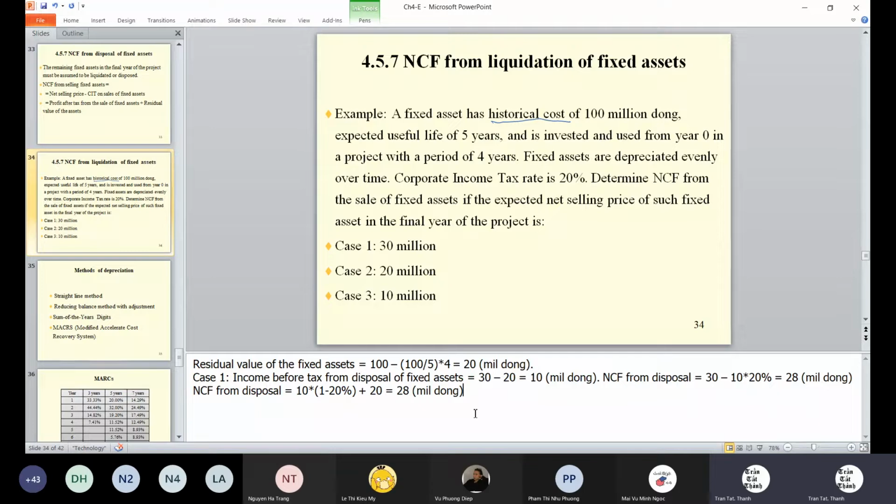But it is not true, because please remember that this one is only the income before tax from disposal of fixed assets. It is not the total income. If the total income of the company is negative, then it does not have to pay tax. But if only the income from disposal of fixed assets is negative, and the income from other activities is positive, then you still have to pay the tax. You get what I mean?